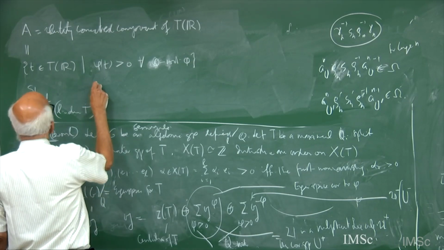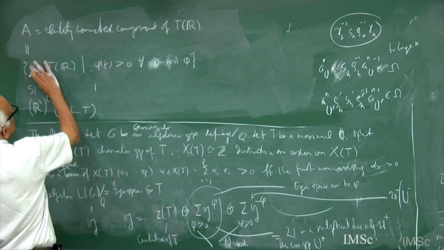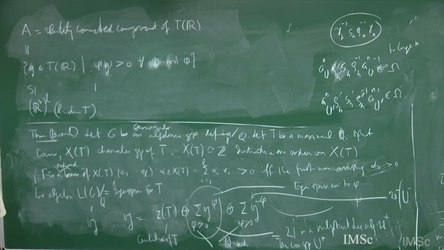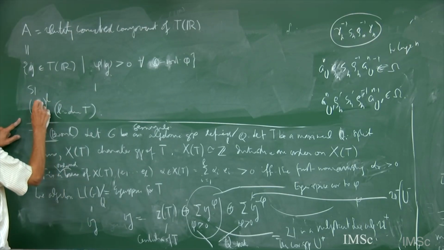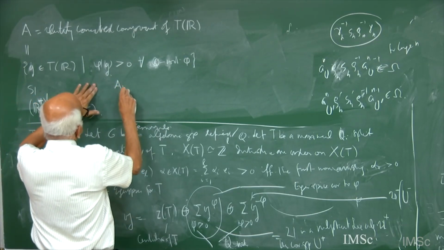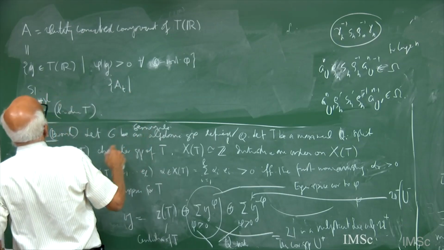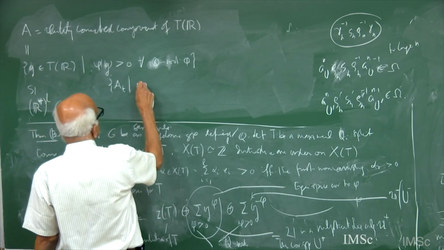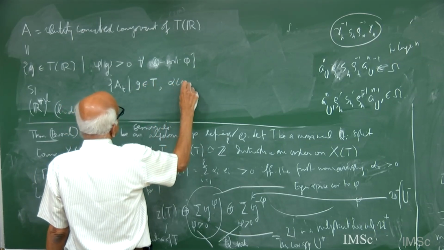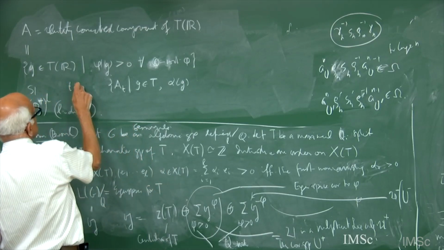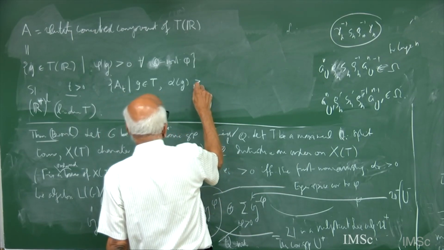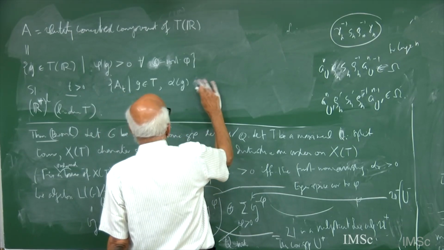And for g in T, sorry, it's R plus, not R. Yeah, R plus. That's important. And now I set AT to be the set of g in T with the condition alpha g less than t, where t is a real number greater than 0. I write AT to be g in T with alpha g less than t.